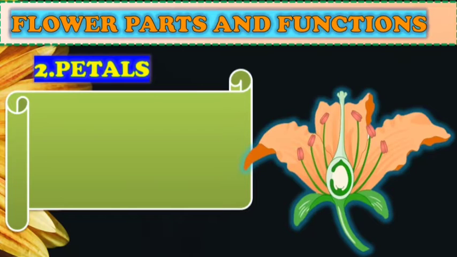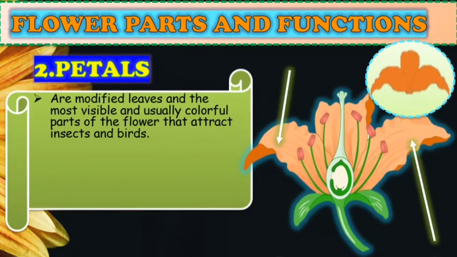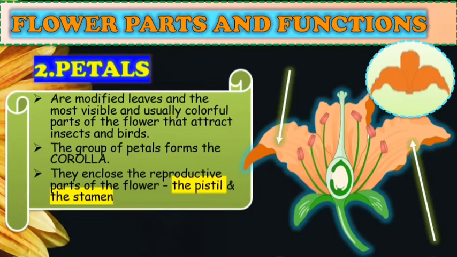Number 2, we have the petals. When there are many petals, they are called the corolla. Petals are modified leaves and the most visible and usually colorful parts of the flower that attract insects and birds. The group of petals forms the corolla. They enclose the reproductive parts of the flower, which are the pistil and the stamen. Which of these is the male reproductive part? Is it the pistil or the stamen?